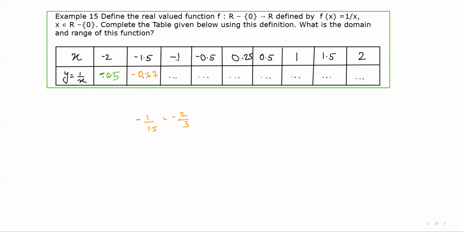When x equals minus 1, this is minus 1. For 0.25 it is 4, the inverse. All you're doing is finding the inverses. 1 inverse is 1, 1.5 inverse is 0.67, 2 inverse is 0.5. So this is it. Now you have to find the domain and range. Complete the table. You have to define the real valued function. It is not written that you have to draw it. However, it's an inverse function, so you can easily draw it.